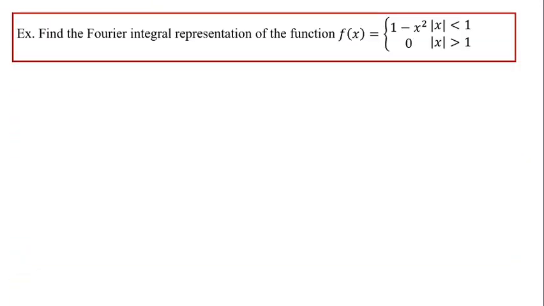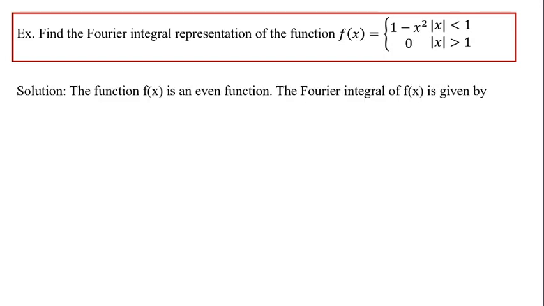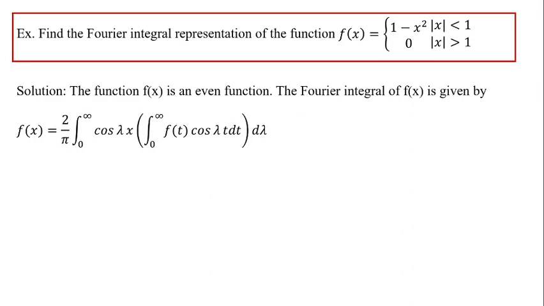So let's see a couple of examples based on this concept. The first example is: find the Fourier integral representation of the function f of x is equal to 1 minus x square. Here, first of all, we will check whether the given function is odd or even. We can see 1 minus x square is nothing but an even function. So rather than taking the Fourier integral directly, we will take the Fourier cosine integral.